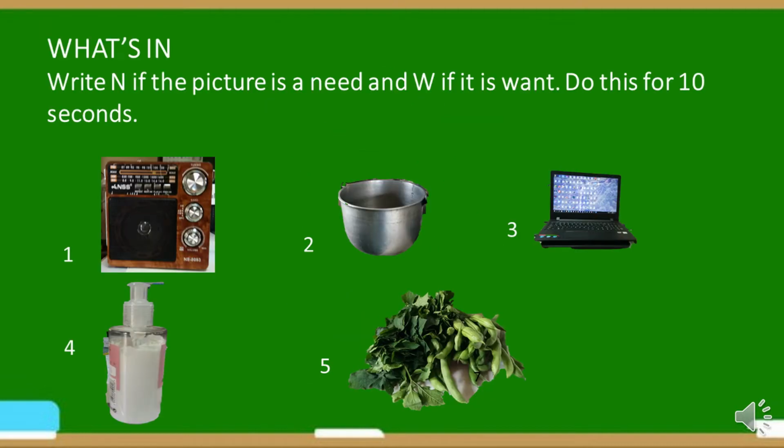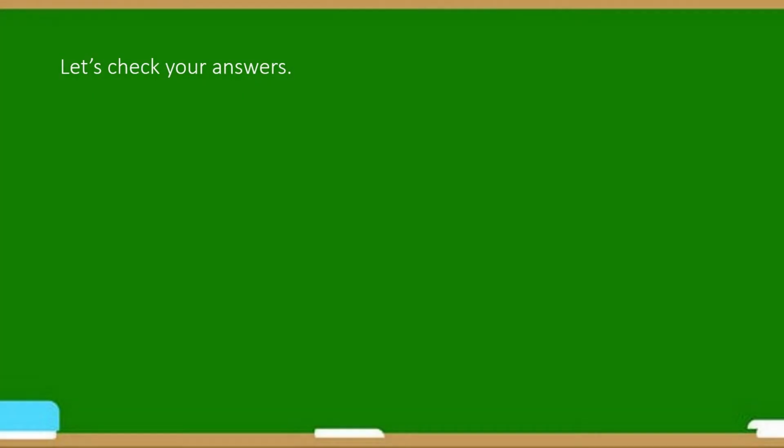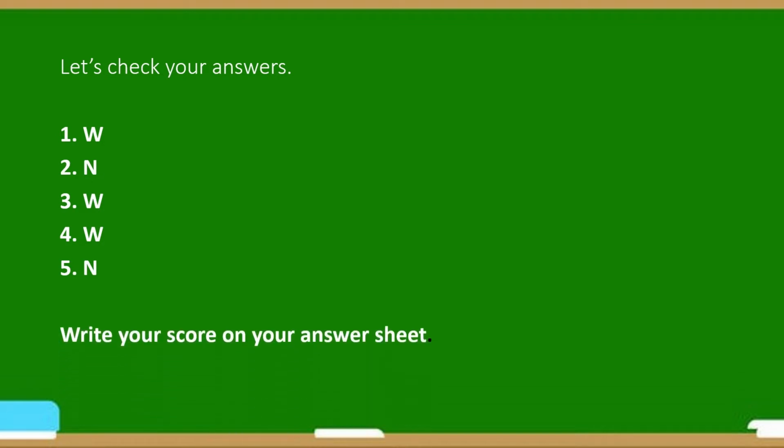Under what's in, you write N if the picture is a need and W if it is a want. Do this for 10 seconds. You may start now. Let's check your answers. Number 1, W. Number 2, N. Number 3, W. Number 4, W. Number 5, N. Write your score on your answer sheet.